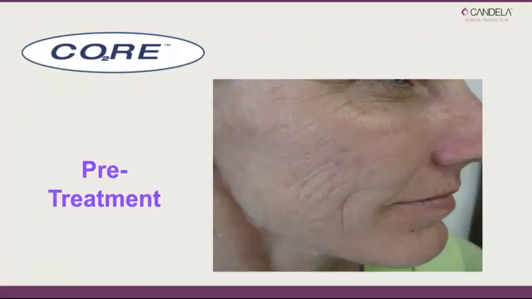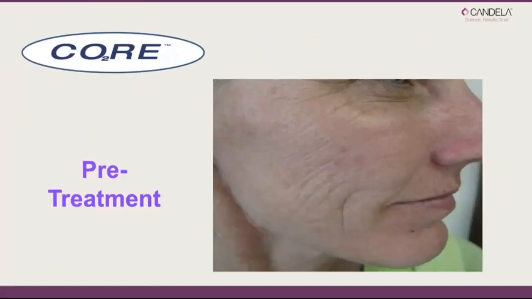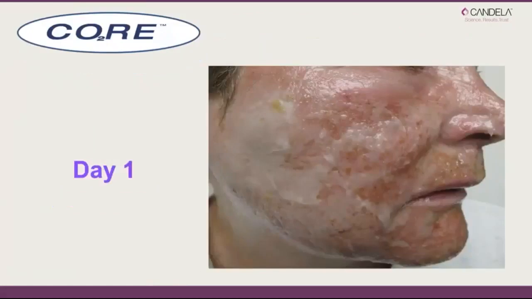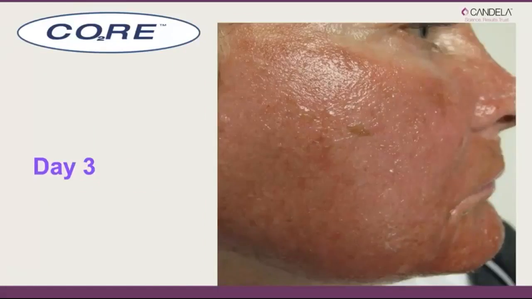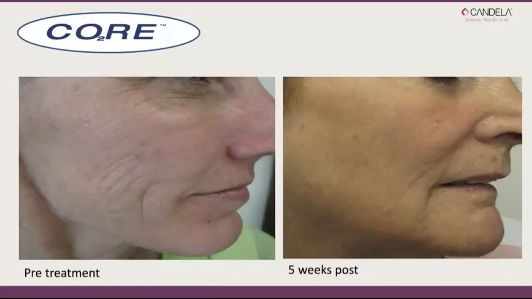So what about pre-treatment considerations? Well, we can see here the progression we might go through. So patients starting pre-treatment, this is day 1, of course, compresses, soaks, and a petroleum-based ointment. But look, by day 3, we've already got full epithelialization. There's some erythema. That erythema starts to resolve very quickly, and by day 7, we have mild erythema. And here we can see pre-treatment of 5 weeks post.